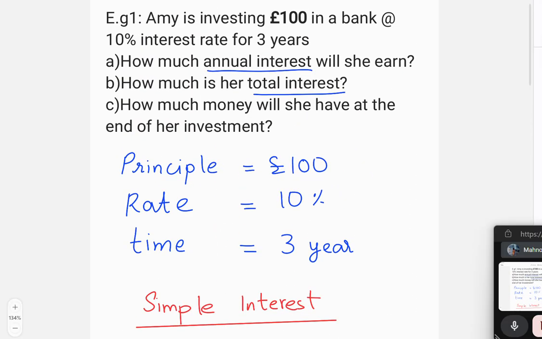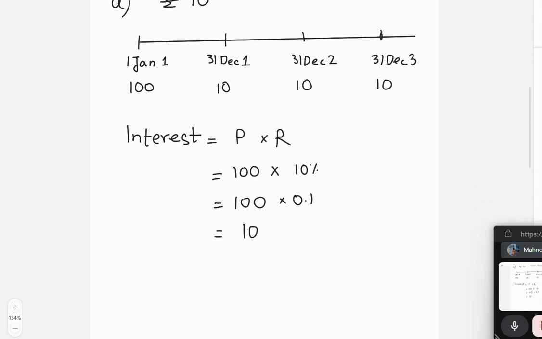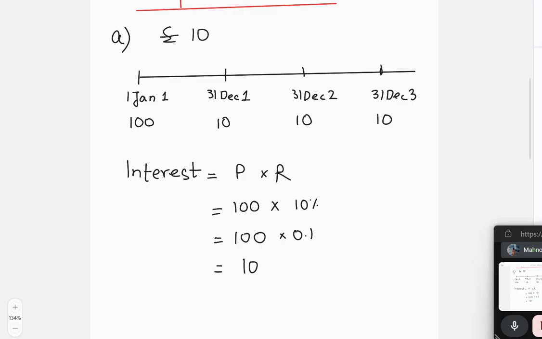And part B says, how much is her total interest? Total interest means that for the whole investment, how much interest will she be getting? She is getting this interest, and this interest. So there are 3 years. So you just need to multiply it by the number of years she's investing for.